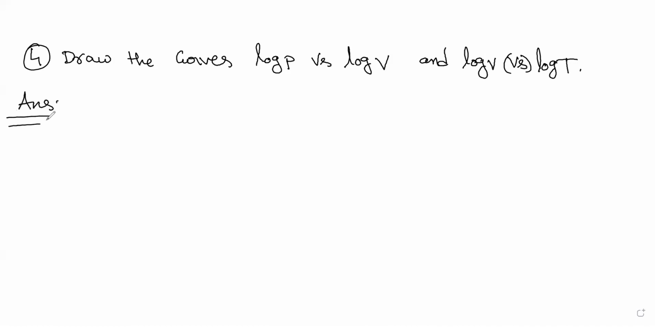So how do we answer this? This is a little bit typical type of question. So for this, first of all, we have to know something. Log P versus log V. Here we have PV is equal to constant. What is this? Boyle's law, right? So we can write PV is equal to some K. So P is equal to K by V. First write this.